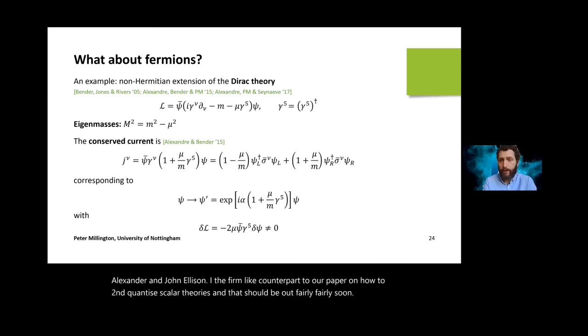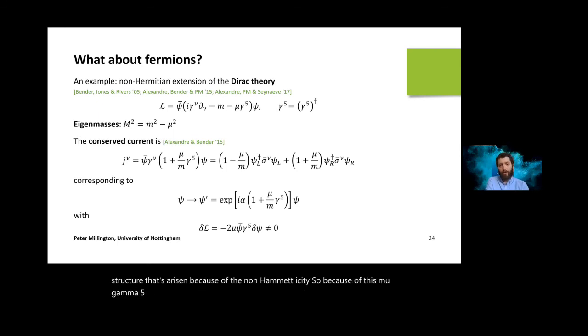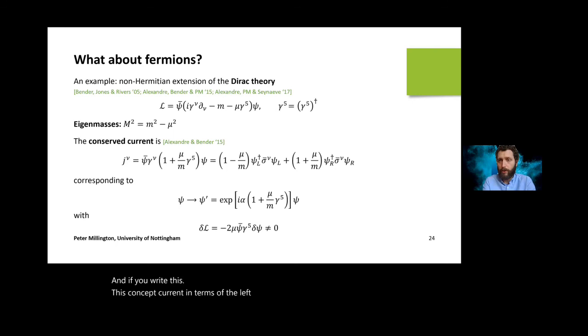So the conserved current for this model is this one, where you see this interesting structure that has arisen because of the non-hermiticity, because of this mu gamma 5 term. And if you write this conserved current in terms of the left and right chiral components, you see that they're weighted differently. So the conserved currents for the left chiral component and the right chiral component are reweighted.